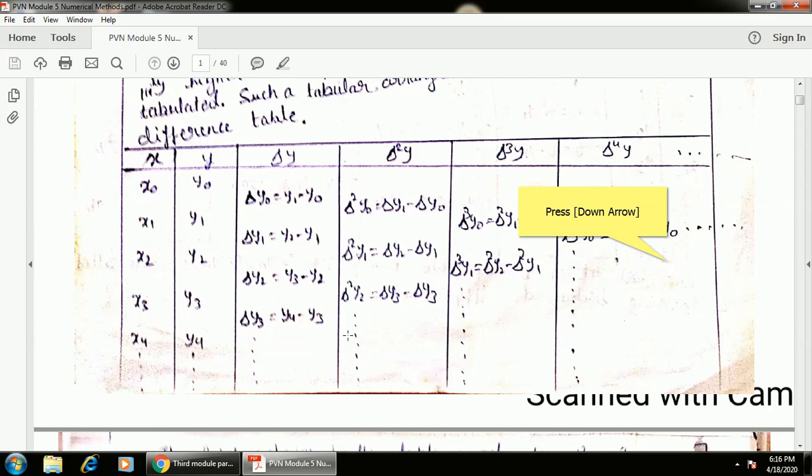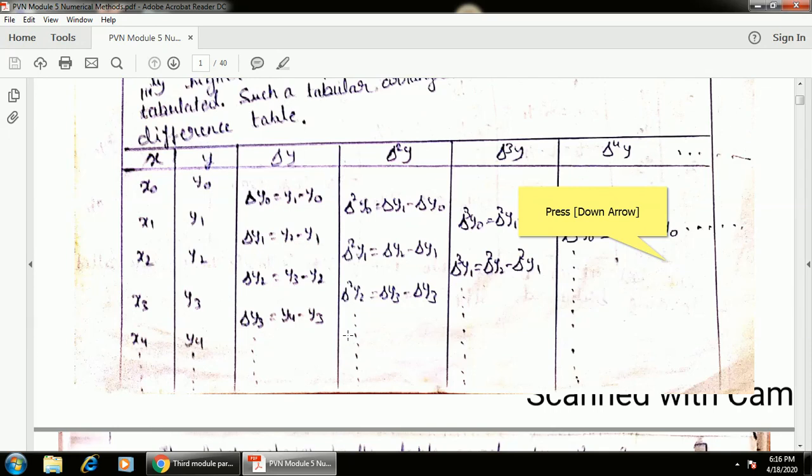The differences of the second order forward differences are the third order differences. Third order forward difference of the function at y0 is delta cube y0, that is equal to delta square y1 minus delta square y0. Similarly, third order forward difference of the function at y1 is delta cube y1, that is equal to delta square y2 minus delta square y1, etc. Similarly, fourth order up to nth order forward differences we can define.